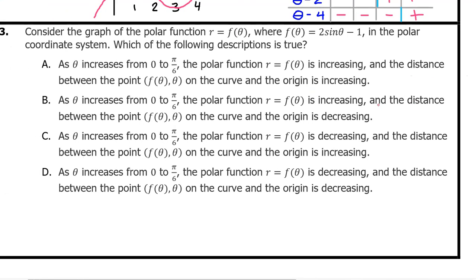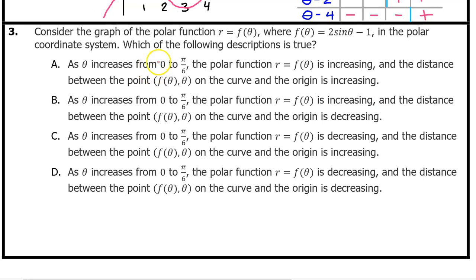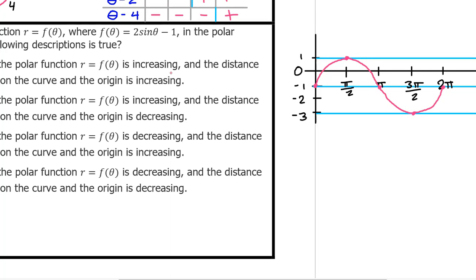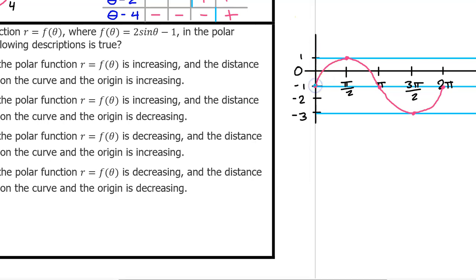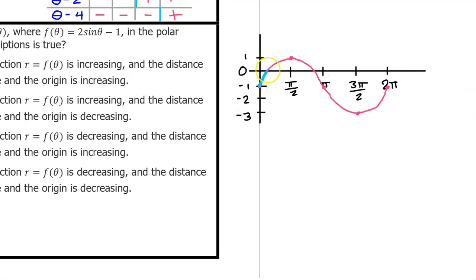All of the answer choices are about the interval from 0 to pi over 6. So if you were in a hurry, you could probably assume that the interval from 0 to pi over 6 is going to involve this little piece of the graph, like from here to here. If you wanted to be mathematically certain, you would calculate the value of this x-intercept by setting f of theta equal to 0 and solving. I'm going to do that really fast.